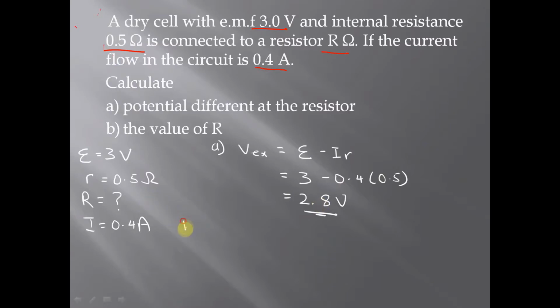Okay, same thing goes to question B now. They want you to find a big R. So V external is equal with IR. So this is 2.8. I is 0.4. So diminta carikan R. Same thing, it's very simple. R, just use a calculator, you can find it. It's 7 ohm.